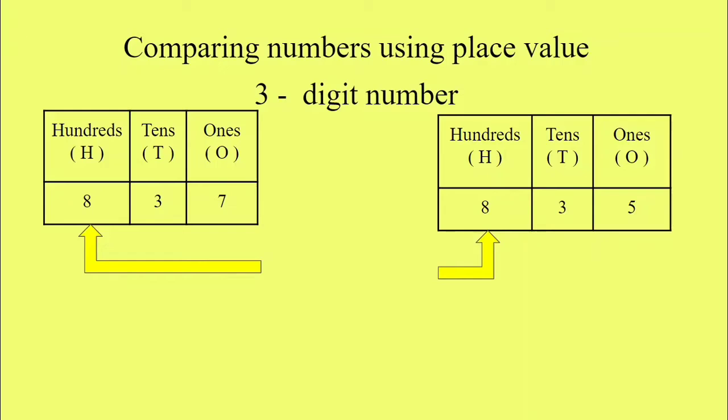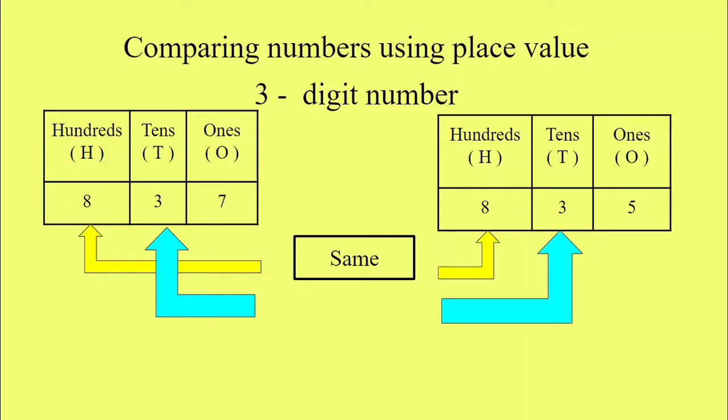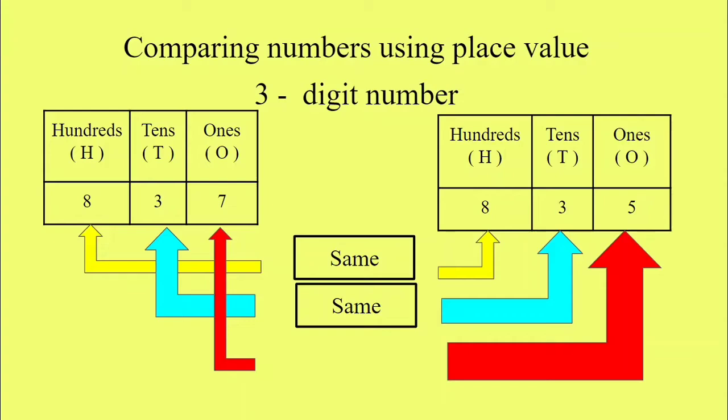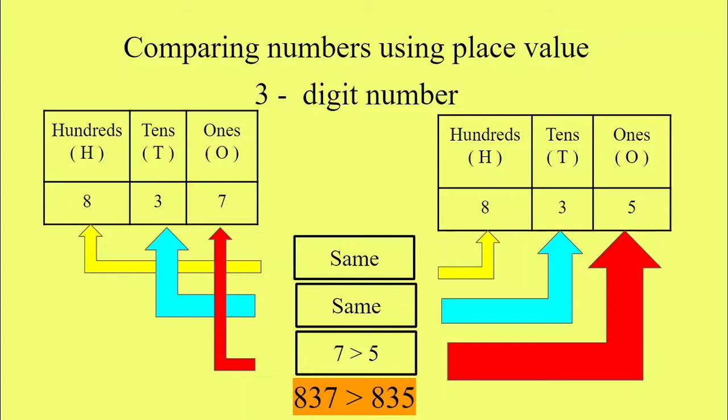So we will now compare the digits in the tens place. We will compare 3 from 837 and 835. Now again both the numbers are same. Now we will compare the digits at the ones place. So we have 7 in ones place in 837 and 5 in ones place in 835. And we know that 7 is greater than 5. Therefore, we can say that 837 is greater than 835. We know that the mouth of the symbol will open towards 837 as it is the greatest number.